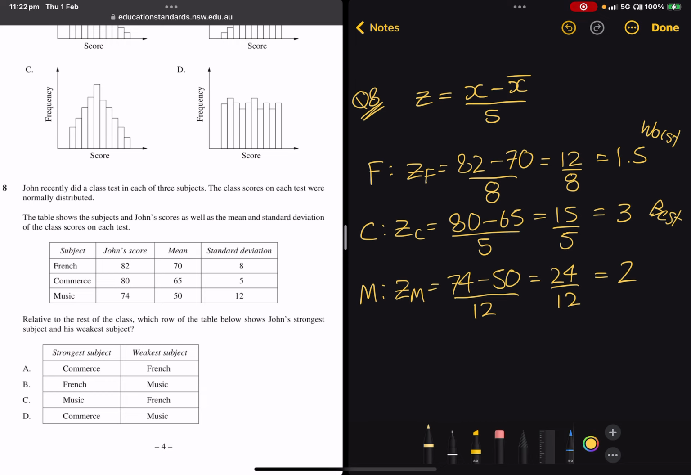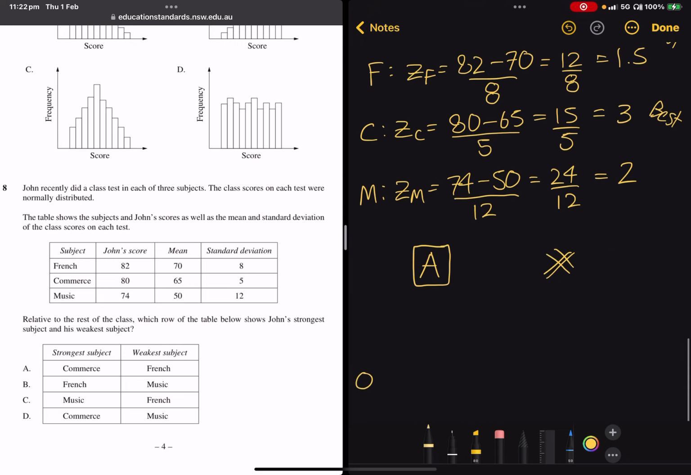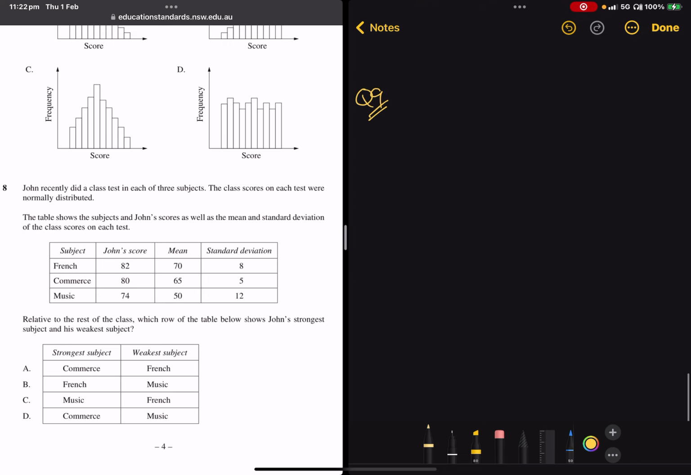So Commerce best, French worst, that is going to be A. So the answer to question 8 is A. And this is the answer that we're after here. So now let's have a look at question 9.